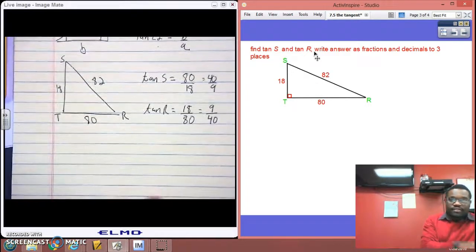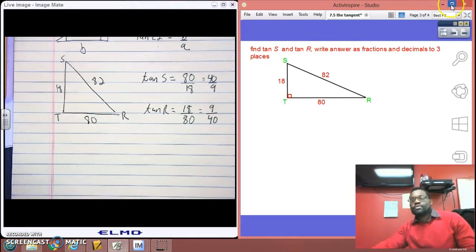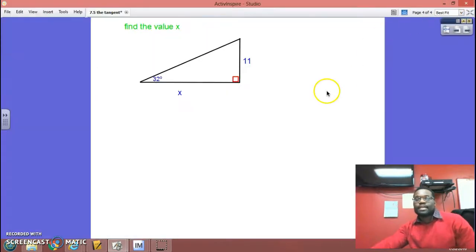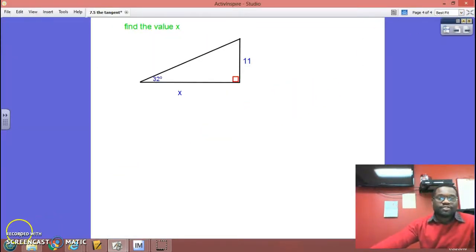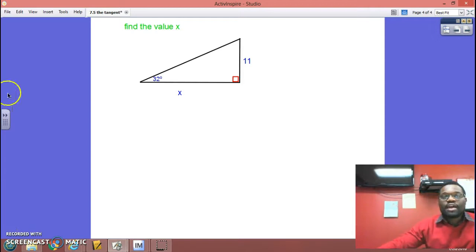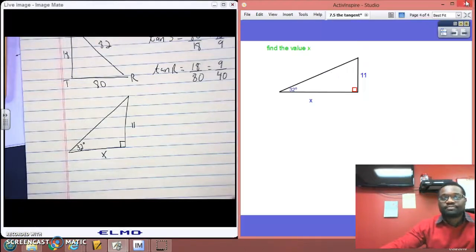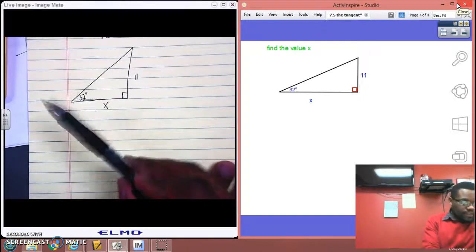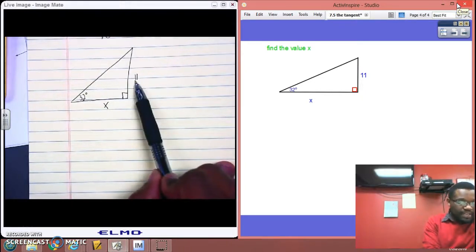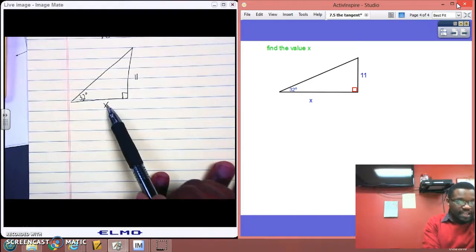Okay? Now, let me show you how we would use this some more. We have this problem here, and this problem here asks us to find the value of X. And in order for me to set that up, based on what I know, I'm going to use the tangent. What do you mean based on what I know? I know this angle here, I know the opposite side to that angle, and I'm looking for the adjacent side. So I know everything I need to know. Let me say that again. I know the angle, I know the opposite side to that angle, and I know the adjacent side to that angle. All right?